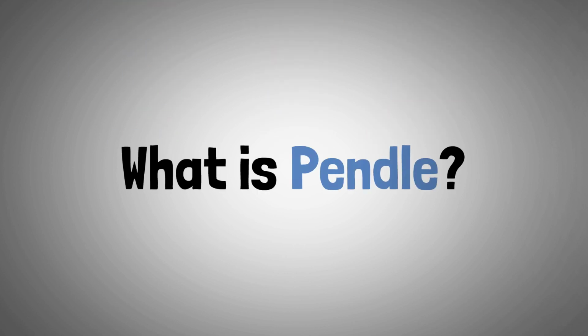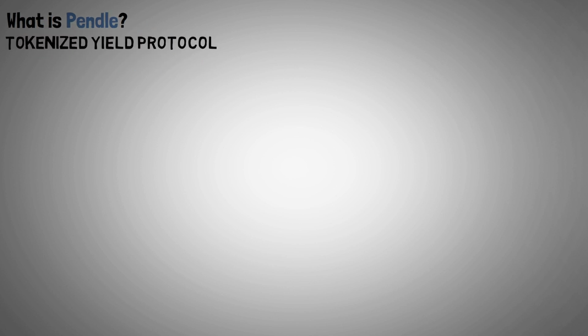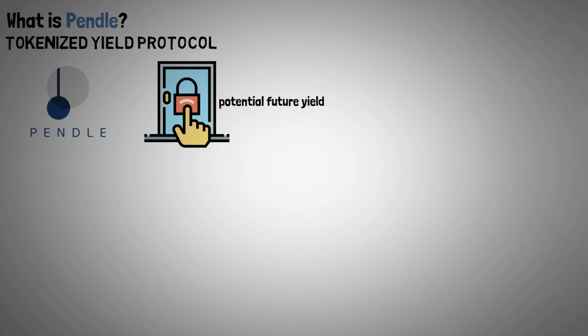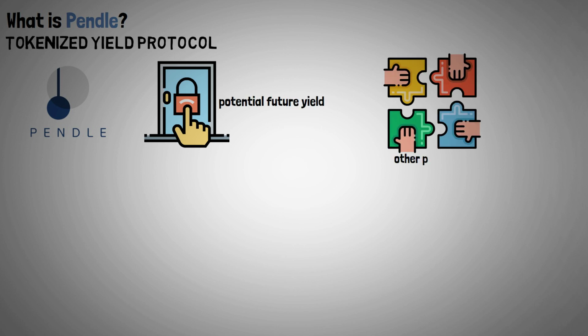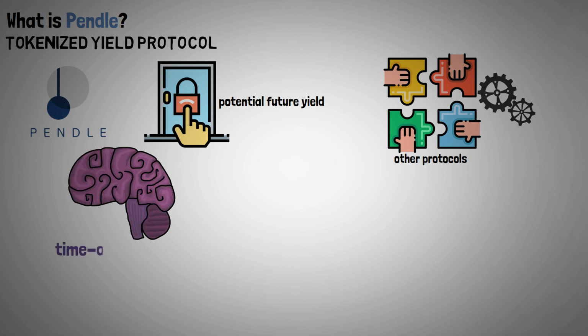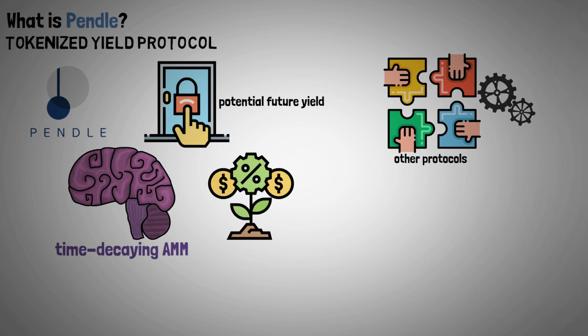That's why we will start with what is Pendle. A tokenized yield protocol called Pendle gives investors access to an asset's potential future yield. Other tokenized yield protocols are currently in use, but Pendle stands out thanks to its time-decaying automated market maker feature and additional yield components. Users can use a variety of tactics.